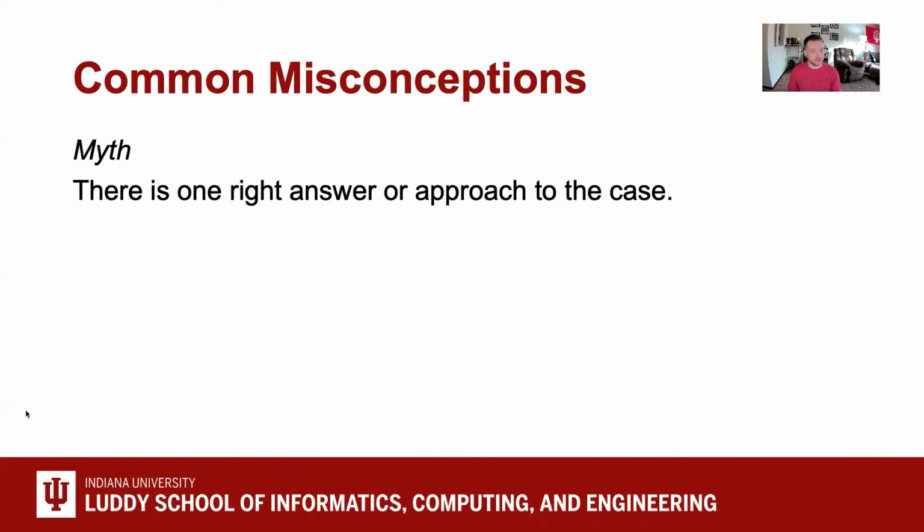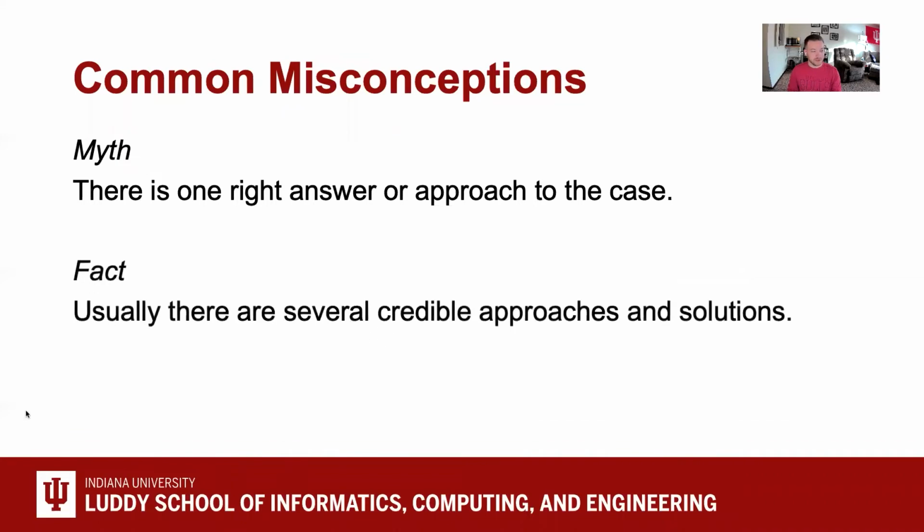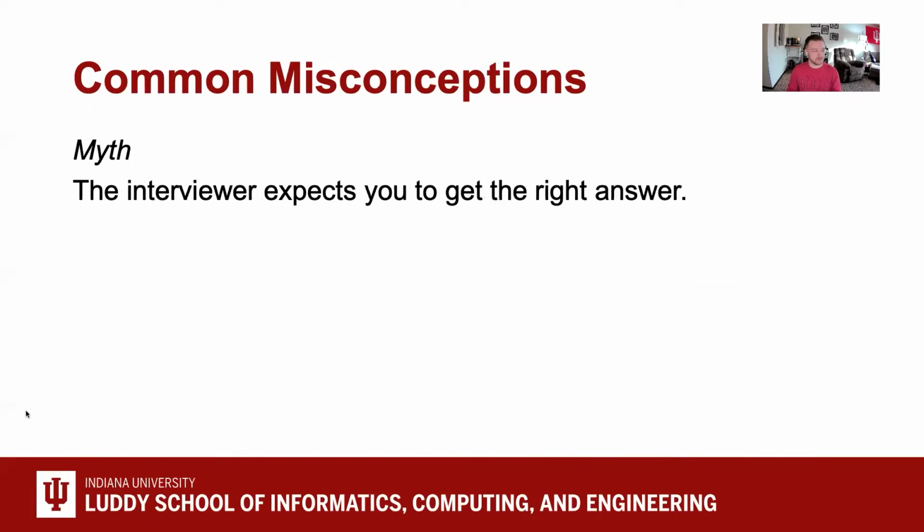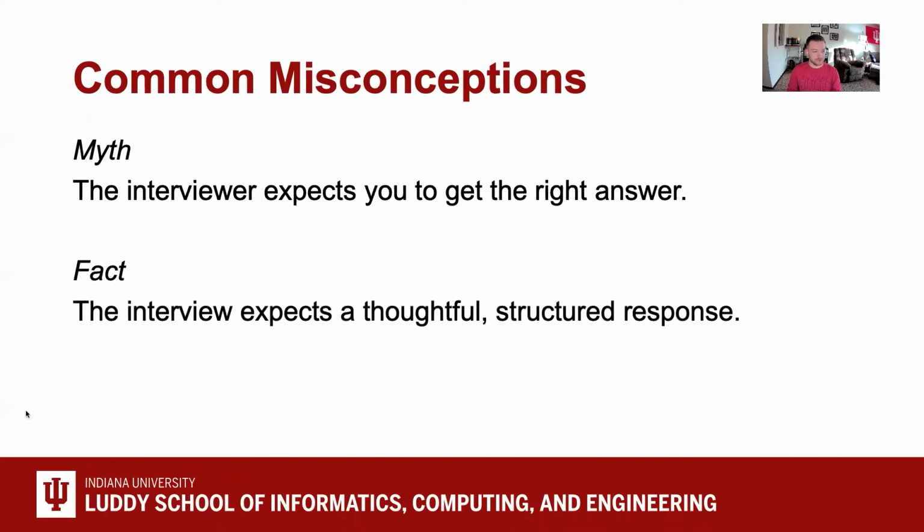Another myth is that there's one right answer or approach to the case. It's simply not true. There are normally many approaches and solutions to the possibility of what the solution is. And so the interviewer just wants to see what your thought process is and how you got to that solution. The interviewer doesn't expect you to get the right answer. They expect a thoughtful, structured response. They know there's no exact right answer. They may have an answer in their mind, but just because you have something that may be different doesn't mean it's wrong. It's really how you get to that approach, how you get to that final solution.